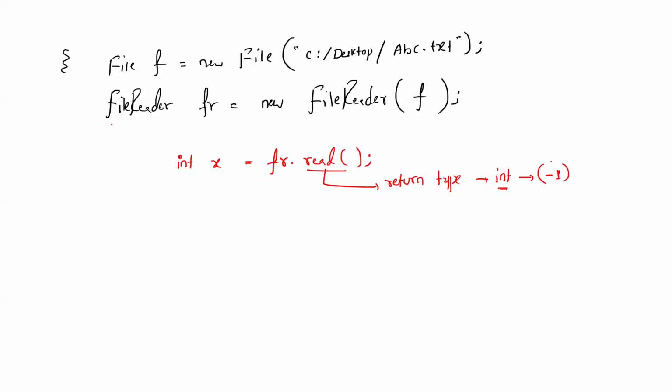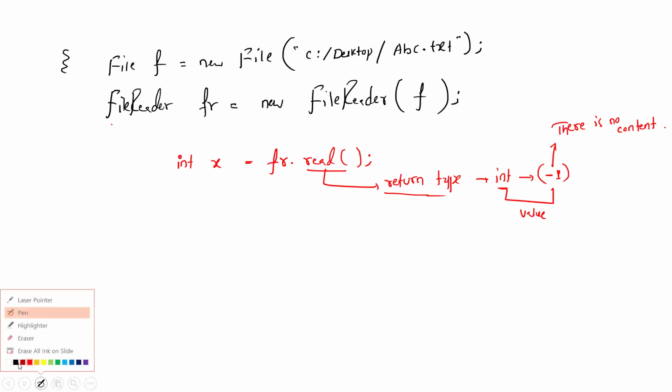Then what is the meaning of this -1? When the return type is integer and the return value is -1, it means there is no content in the file. That's the meaning of it. But we have to print when the content is available. We have to stop when there is no content available. So for that, we will be using one while loop.